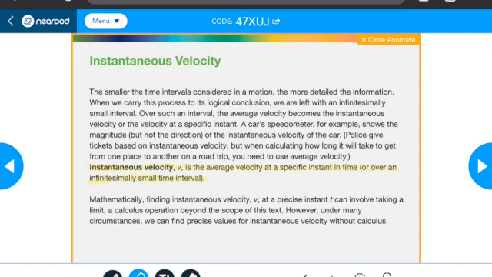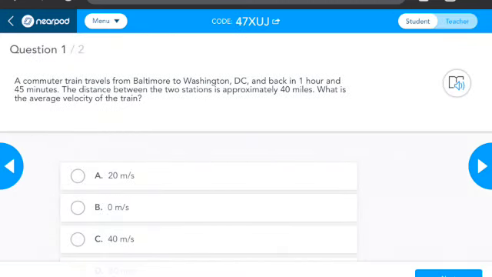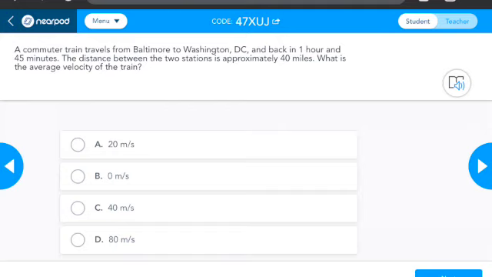And unfortunately, mathematically speaking, in order to be very precise with instantaneous velocity, you have to use limits, which are in calculus. This is algebra-based physics, so we are not going to do that. We have to be given some specific information to do that. So here we have an example problem. A commuter train travels from Baltimore to Washington, D.C. and back in 1 hour and 45 minutes. The distance between the two stations is approximately 40 miles. What's the average velocity of the train?